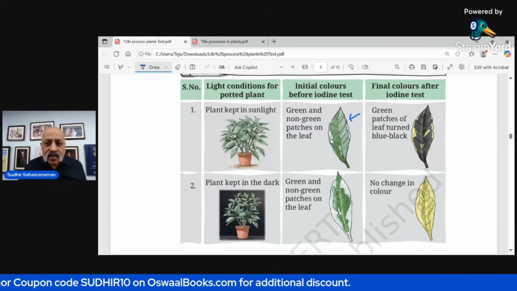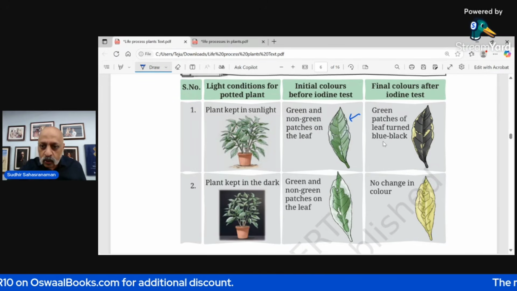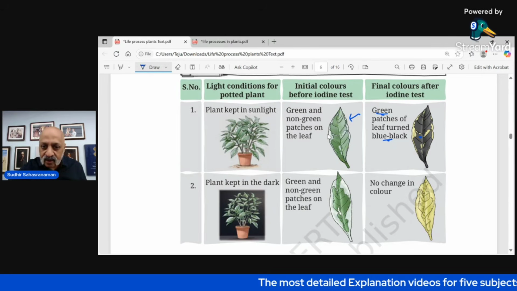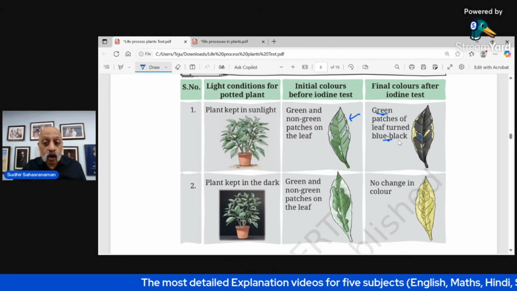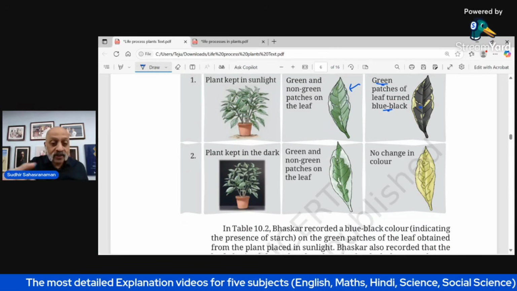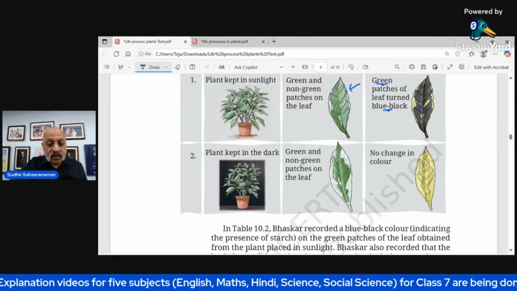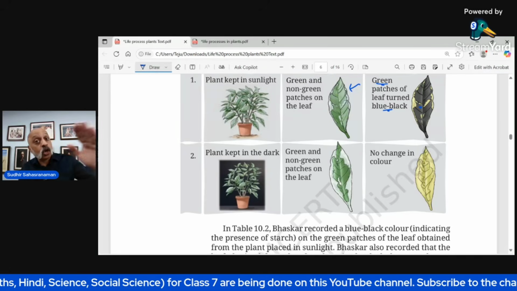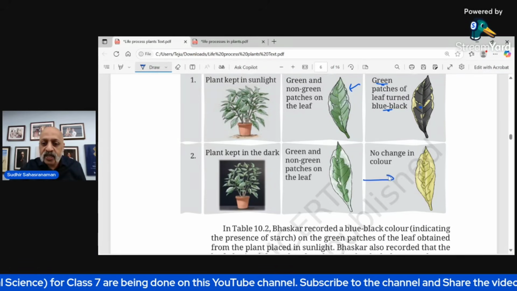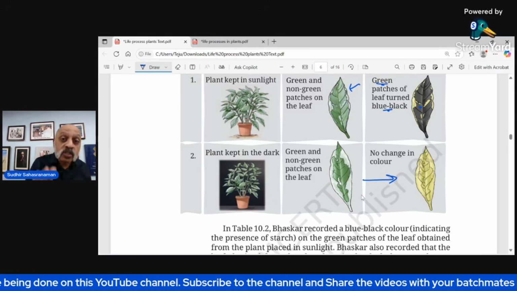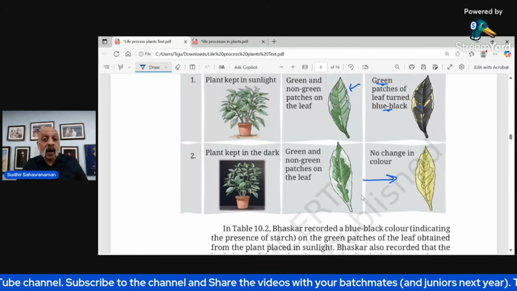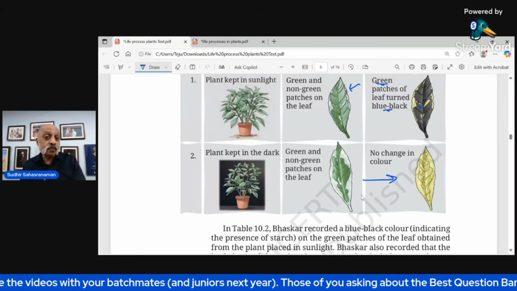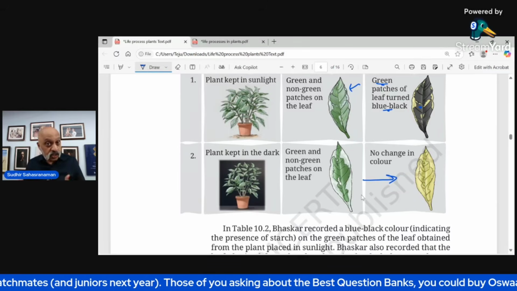So what you see is that when you do the iodine test, the green patches are turning completely blue-black, whereas the light patches which are not green are not changing in color at all. This is the plant kept in sunlight. The plant which is kept in the dark, which has not received sunlight, shows no change in color at all, which means no starch has been produced. Whereas the plant kept in sunlight, and we are assuming that both of them will be given water, has managed to produce starch, which is food, a carbohydrate.